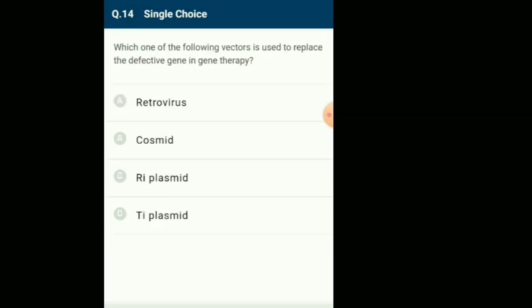Question number 14. Which one of the following vectors is used to replace the defective gene in gene therapy? In gene therapy, genes are inserted into a person's cells and tissues to treat a disease. Retroviral vector is used to transfer a normal gene into an individual or embryo to take over the function of, or compensate for, the non-functional gene. So the answer for this question is option A, retrovirus.